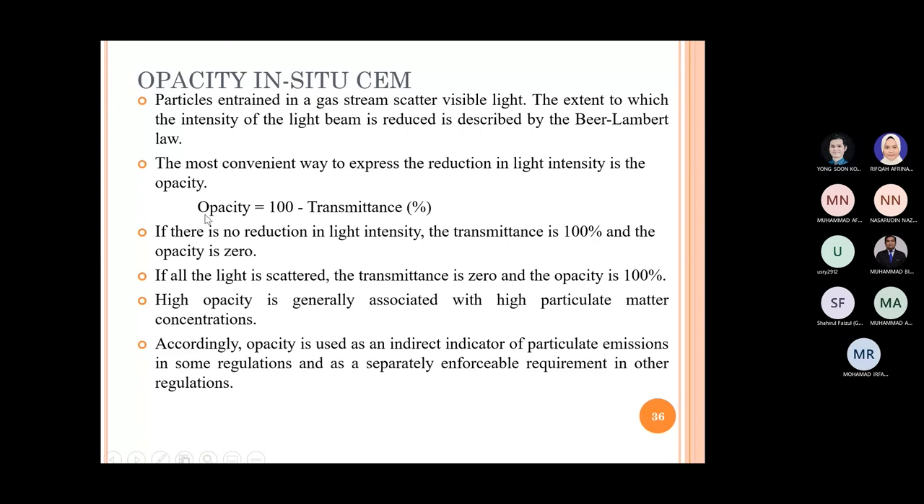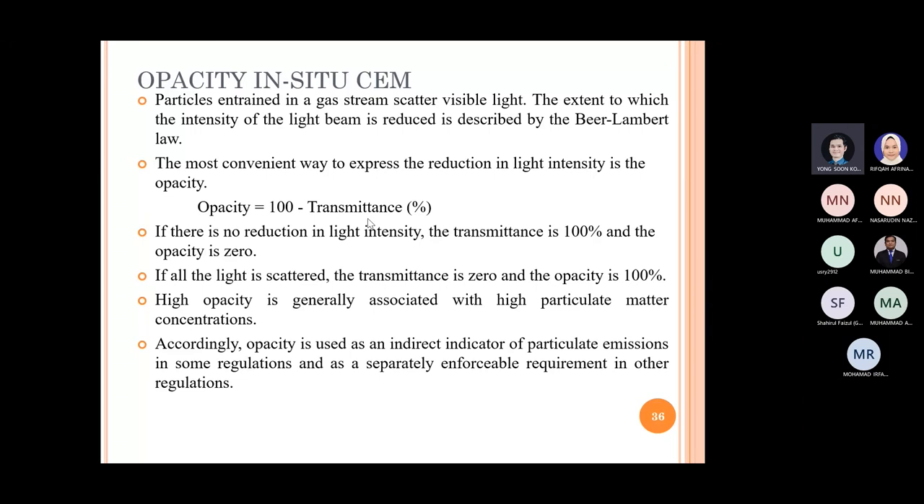So here, if the emission has a lot of particulates, the opacity will be very high. So in this case, they're going to measure the transmittance. Transmittance means how much of the light can be detected from the source. So if the intensity of light from the detector is exactly the same as the intensity of the light source, that means you have 100% transmittance. So opacity is zero, non-opaque. That means clear, very clear.